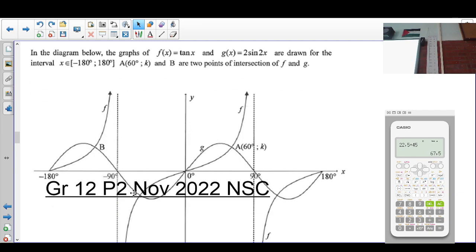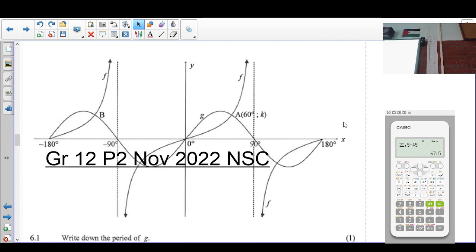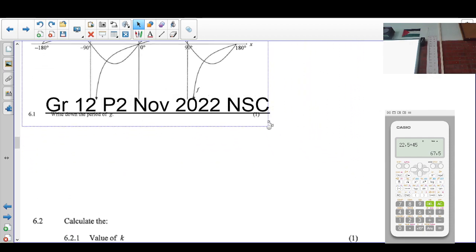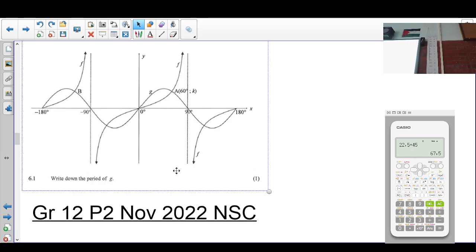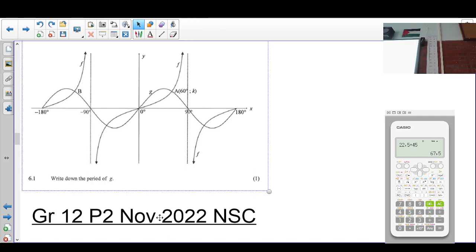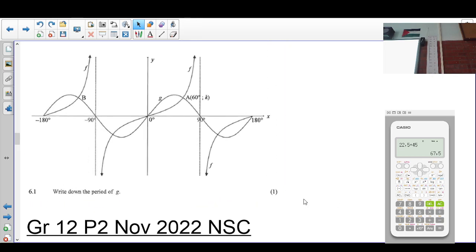Let's look at question 6. In the graph below, the graphs of f of x equal to tan x and g of x equal to 2 sine 2x are drawn for the interval negative 180 to 180. K and B are 2 points of intersection of f and g. People, these are 3 graphs. We know that they're going to be symmetrical. So the question says, what is the period of g?